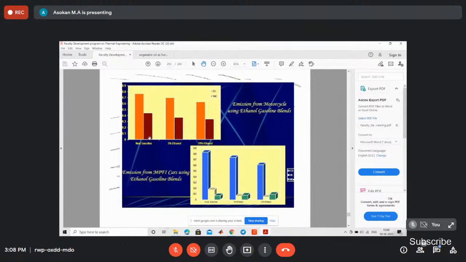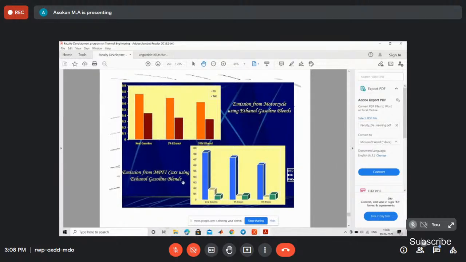And in the case of unburned hydrocarbon, 0.45. Suppose you are using 5% ethanol, the CO decreases and the HC also decreases. If you have 10% ethanol, the CO and the HC decrease considerably. So this is the advantage, right?